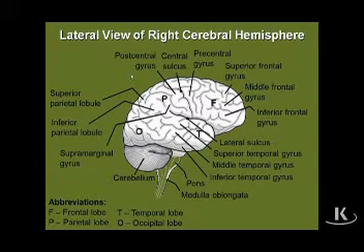Let's now review the normal functions and the clinical neurology associated with various areas of the cerebral cortex. First, let's organize the cerebral cortex anatomically and then extend that into a functional organization. And our first picture is a lateral view of the right hemisphere.